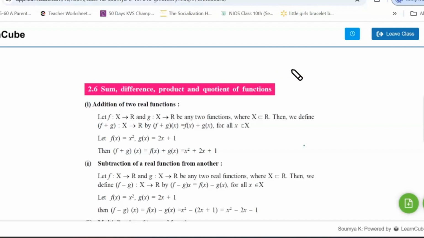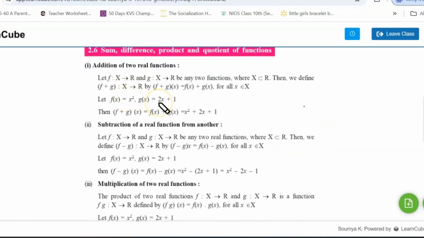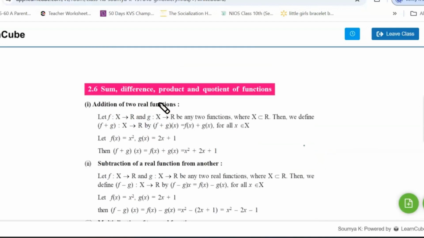We are going to cover the topic sum, difference, product and quotient of functions from the lesson relations and functions. So we are going to see how to do addition of two functions, how to find the subtraction or the difference between two functions, and how to find the product and quotient of functions as well. In this video, we will also be covering the topic check your progress 2.6.